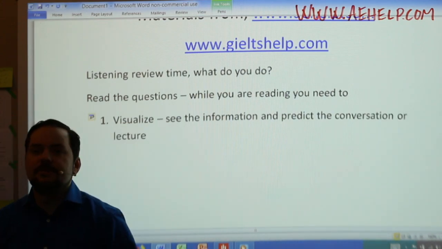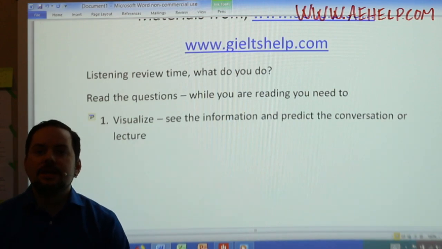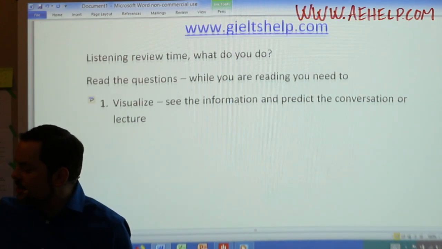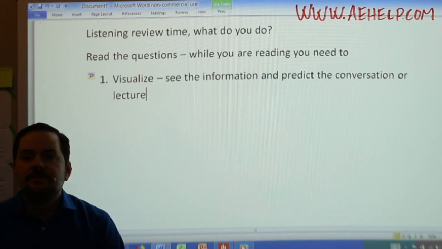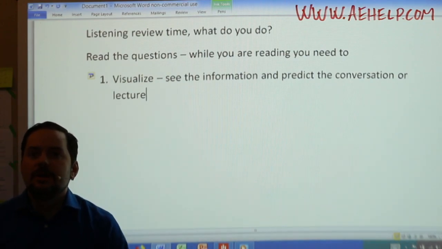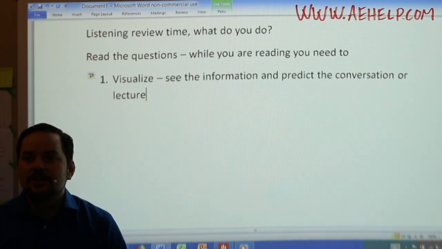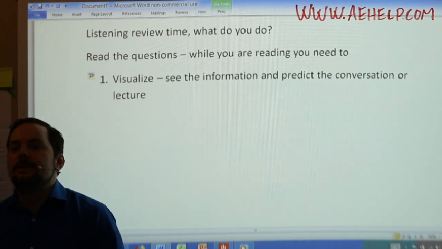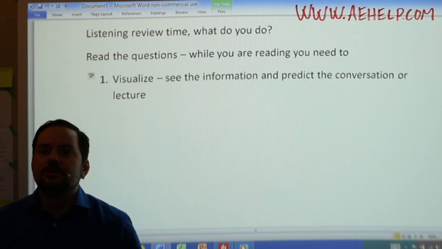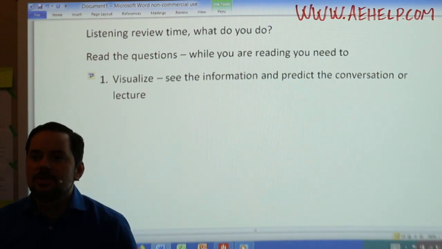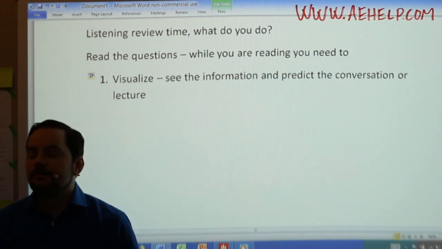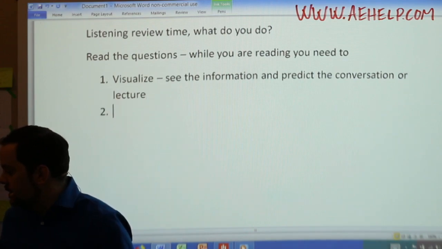So humans are visual beings. We need to see information. So you want to visualize this information that you're reviewing. You want to see it clearly in your mind, and then you will be better able to predict what the conversation or lecture will be about. Okay, so visualizing is one of the key points that you need to do.